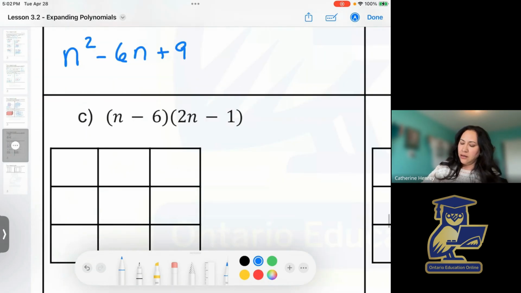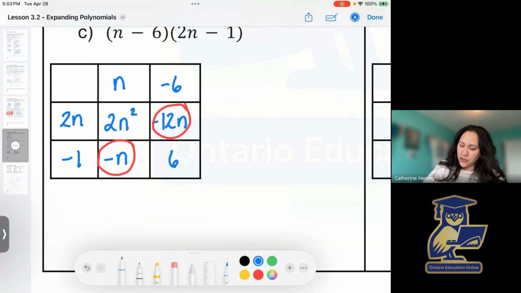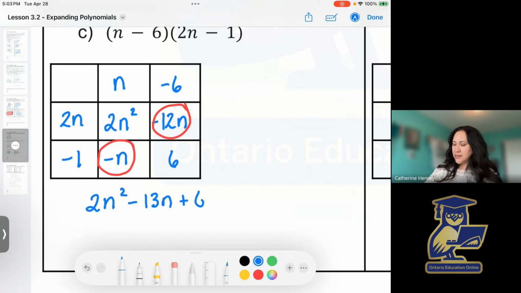And once again, n and negative 6. You can put 2n here, and -1 here. 2n times n is 2n squared. 2n times -6 is -12n. -1 times n is -n, and then -1 times -6 gives me +6. We can identify our similar terms here and here. And so I can just pull out the terms from the box. 2n squared, -n and -12n is -13n, plus 6.